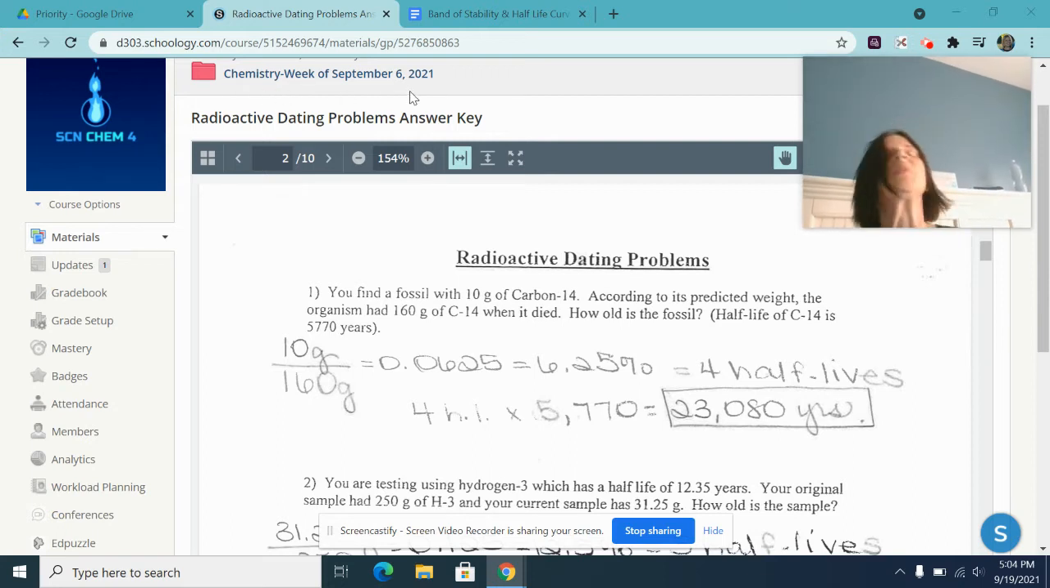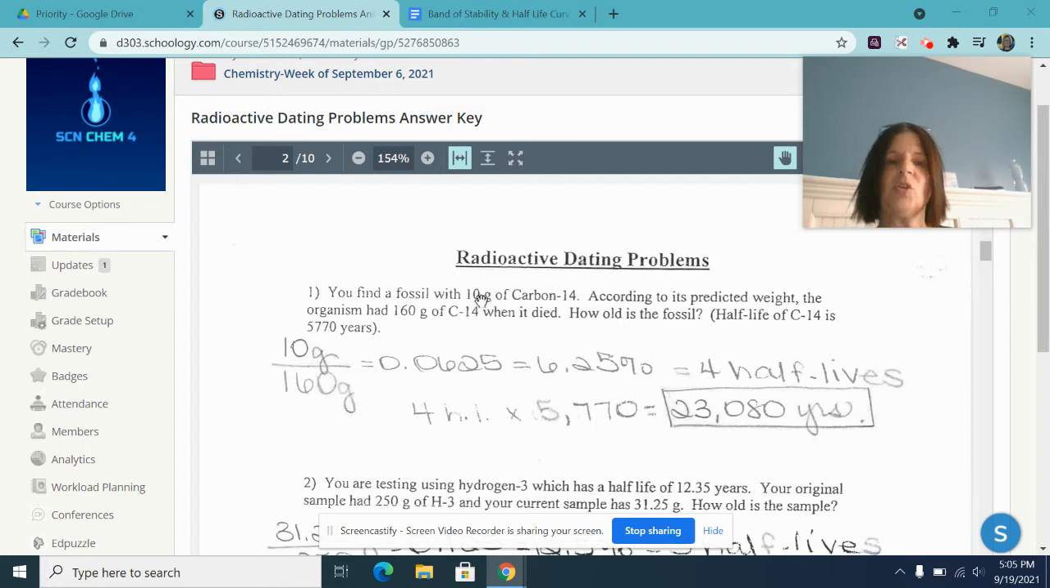Anyway, in this problem, it says you find a fossil with 10 grams of carbon 14. According to its predicted weight, the organism had 160 grams of carbon 14 when it died. How old is the fossil? And then they tell you that the half-life of carbon 14 is almost 5,800 years. When you see problems like this, you will normally either see two amounts that are normally in grams, or you will see two times, and it could be minutes, hours, days, years, million, billion years, something like that.